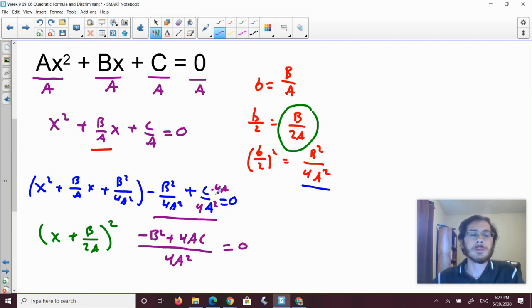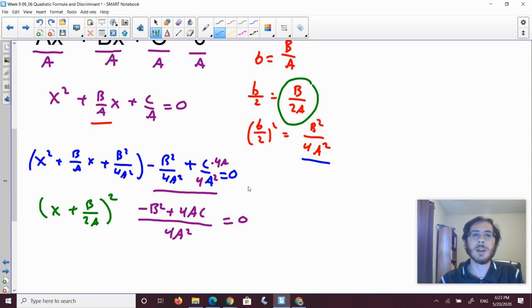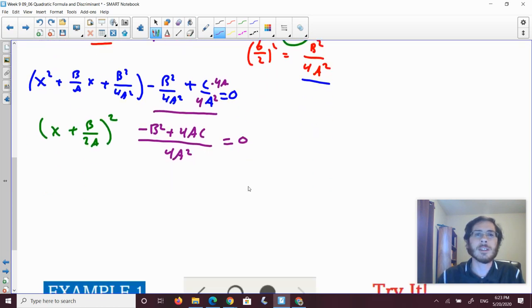Still equals 0. So now we got to solve it like we would solve any other equation. We got to try and get the squared piece by itself. Luckily, that's not too bad with this one. We can just take this and we can add that to both sides. I'm going to shorthand that and just say plus this.